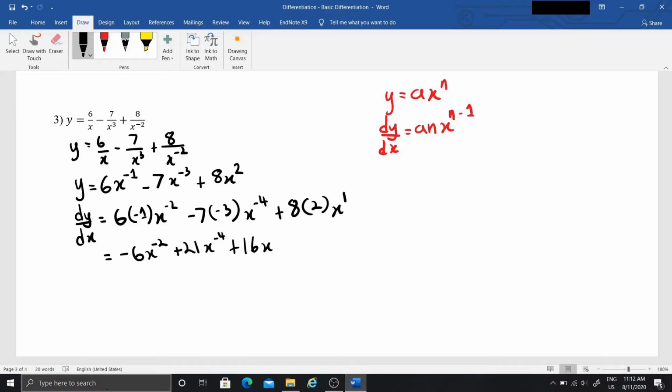Depending on the syllabus, some questions require you to convert the negative 2 power to become positive, which requires you to convert it to the denominator again. So this is the answer for question number 3.